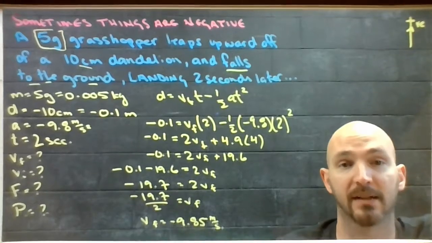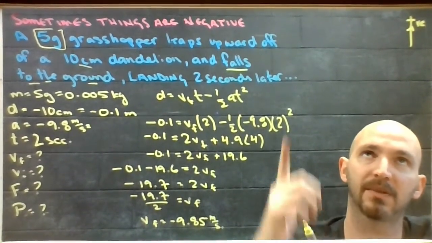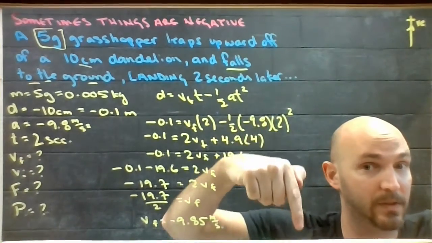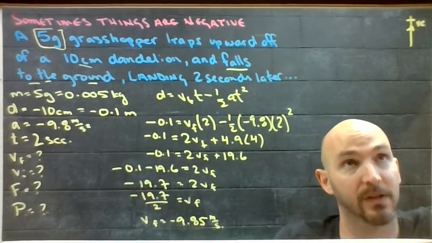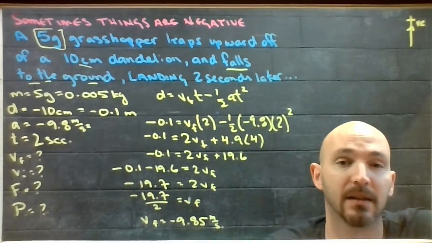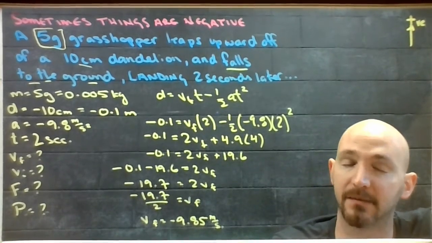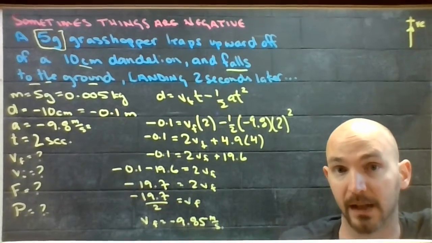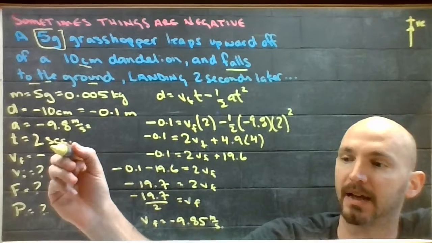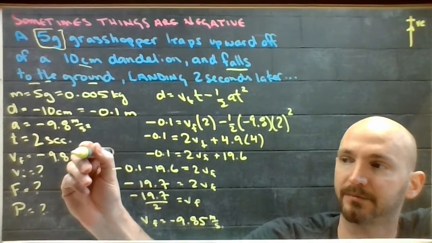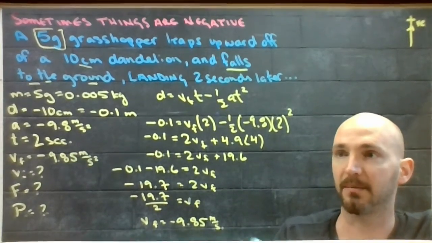Now, a handy way to check that you've done everything correctly is when the grasshopper leaps upwards and then falls downwards, the final speed should be negative because it is heading downward. And we decided up there that positive quantities meant up. So if the thing is dropping, then its final speed should be negative, and that's what we ended up with. So that's good. We can pop that in there. Negative 9.85. I'm going to clear this up so we can do initial speed.